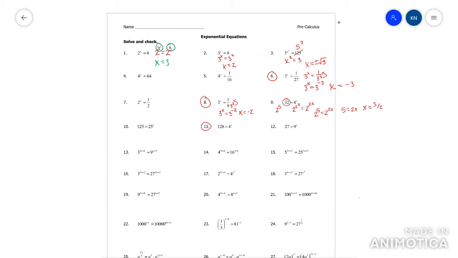So like number 11, you would change 128 to be 2 to the 7, and you would change 4 to the x to be 2 to the 2x. And so you got 7 equals 2x, and then you just divide by 2. x equals 7 halves.